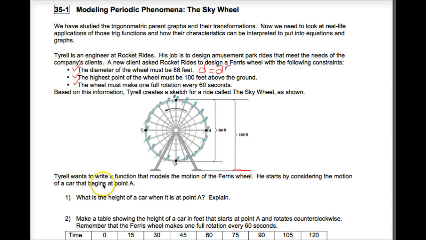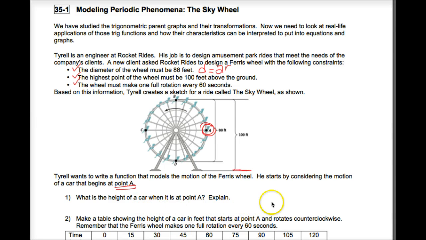It says Tyrell wants to write a function that models the motion of the Ferris wheel. He starts by considering the motion of a car that begins at point A. So point A is right here. We're essentially sitting in this car and considering the motion starting there. We probably start there to be nice, because that's where 0 is on the unit circle, so that helps our life a little bit. First question: what is the height of a car when it is at point A? And then explain.